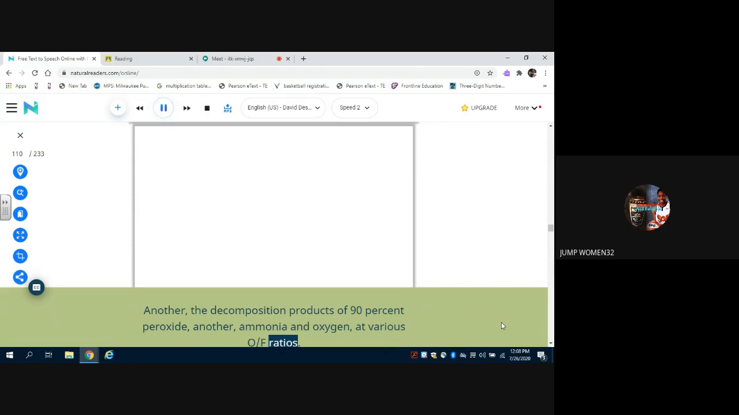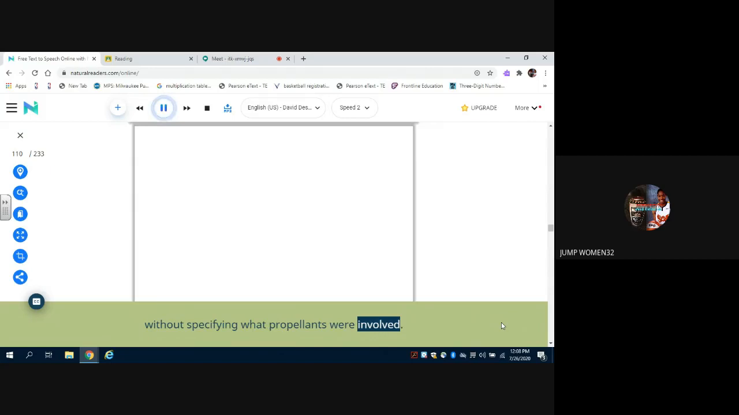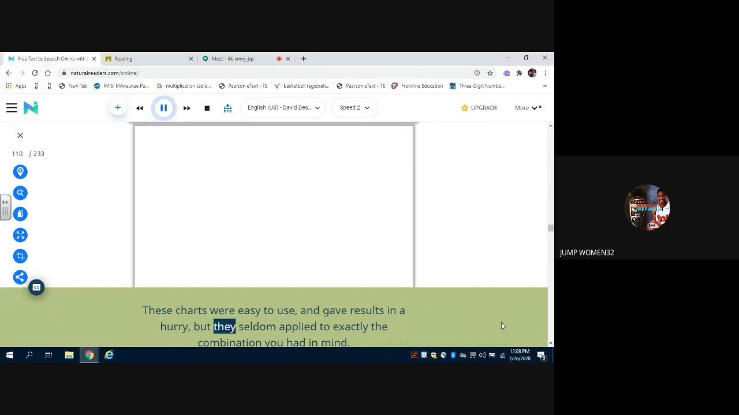Some were more general, applying to a defined mixture of carbon, oxygen, hydrogen, and nitrogen atoms, without specifying what propellants were involved. These charts were easy to use, and gave results in a hurry, but they seldom applied to exactly the combination you had in mind. They were also very difficult to construct, involving, as they did, dozens of calculations. The Bureau of Mines, with its extensive experience with combustion phenomena, was a leader in this field.